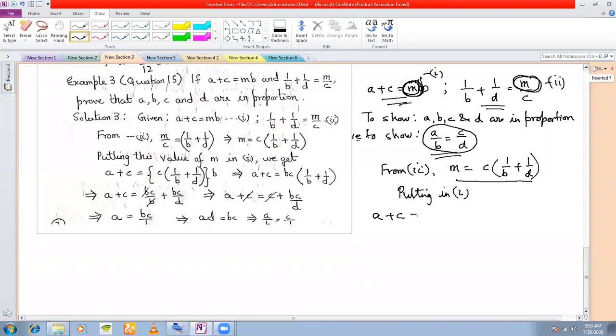A plus C is equal to C times 1 by B plus 1 by D, into B. Now see, this equation has been obtained from 1 and 2 and does not contain M. So now you simplify this expression the way I have simplified here and show that A by B is equal to C by D. Once you show that A by B is equal to C by D, from the definition of proportion it is clear that A, B, C, D are in proportion. Any questions?